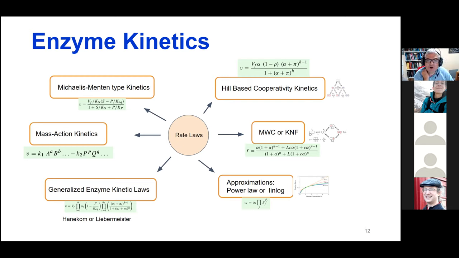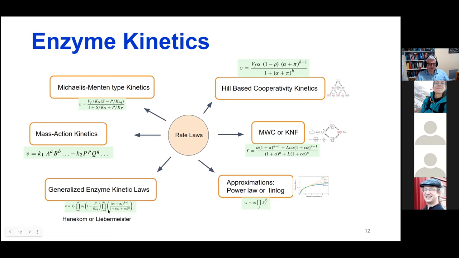These are a lot more complicated than the Hill-based ones. Then we have various approximations which one can use, like power laws and lin-log. We won't say much about those. And then, if you have no idea what to do, you can use these things called generalized enzyme kinetic laws, which were published in the last, say, 5-6 years. Hanekom and Liebermeister rate laws. If you're absolutely stuck and you know it's not mass action, you can always use one of these, okay?